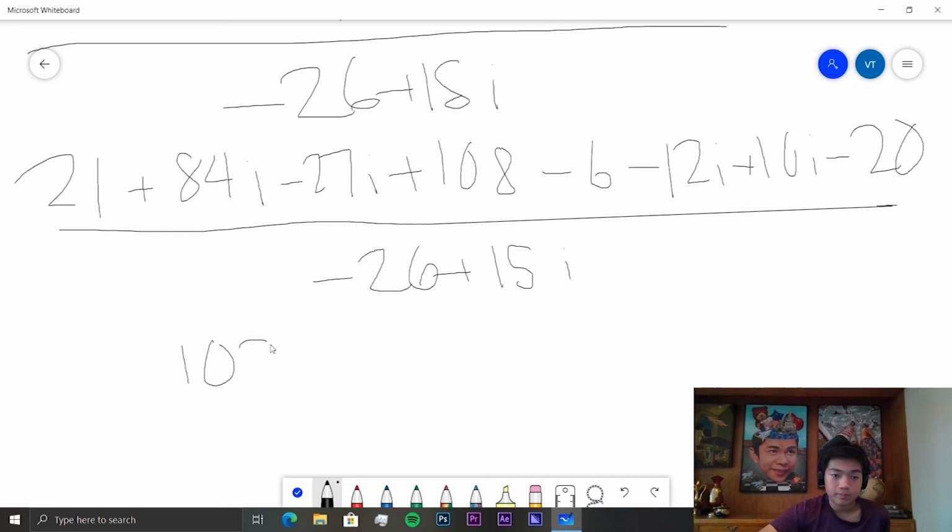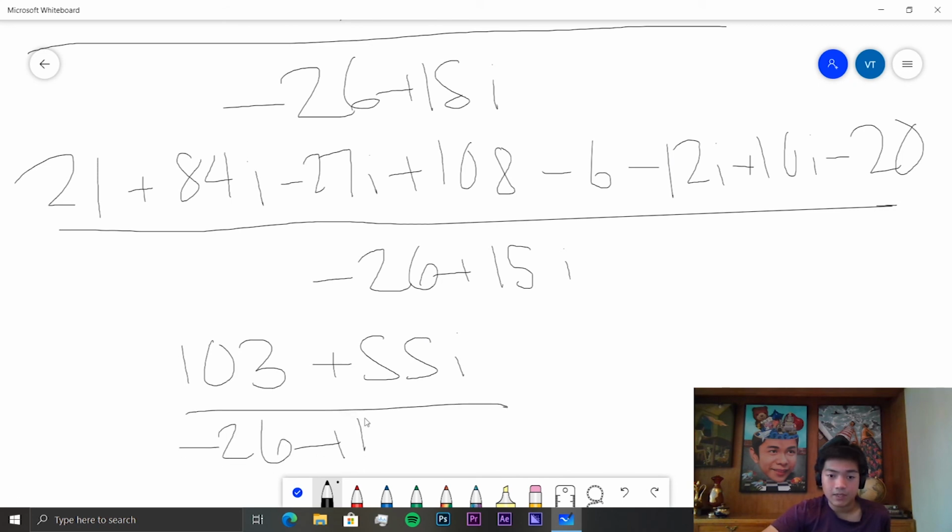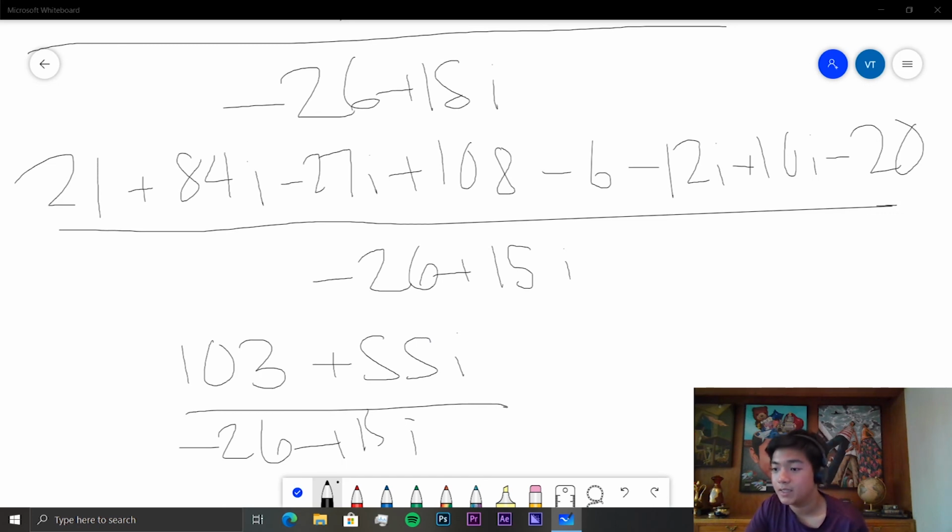And then 84 minus 27 is 57, minus 12i is 45, plus 10i, 55, plus 55i, over negative 26 plus 15i. And yeah, I think that should be it.